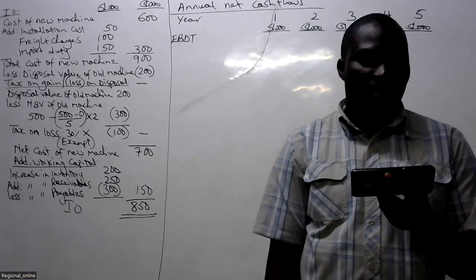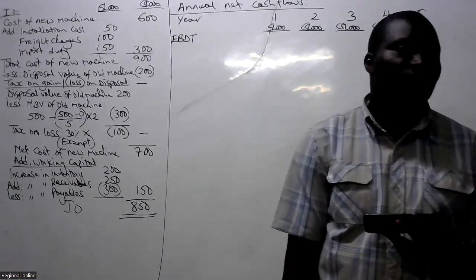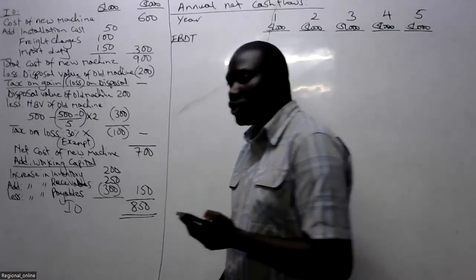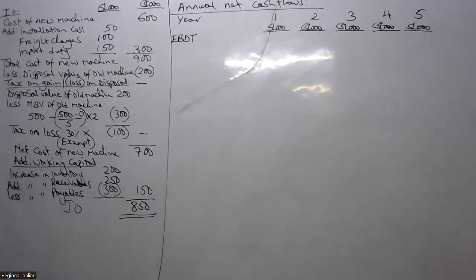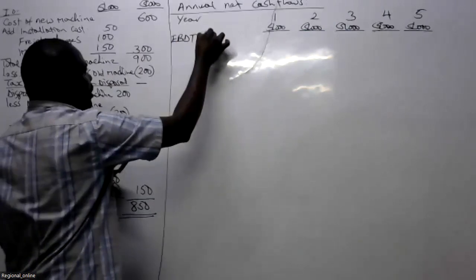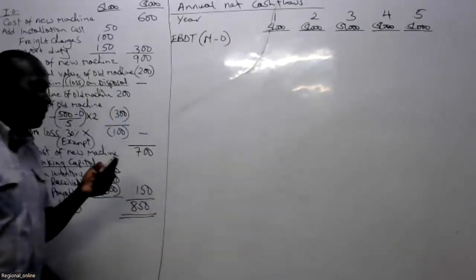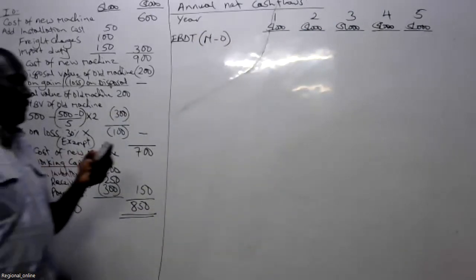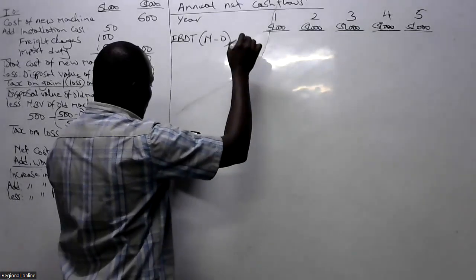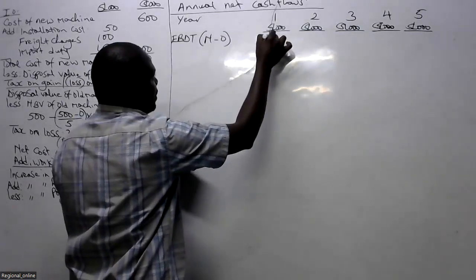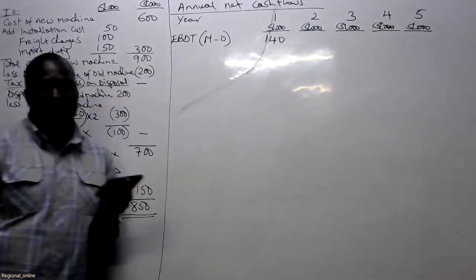Number 2, they're asking about the incremental net operating cash flows. Incremental, the additional. How much more are we getting by bringing in the new machine and replacing the old machine with the new one? That's how. So the new minus old. New machine minus old. In year 1, what do we have? 140 in year 1, right?